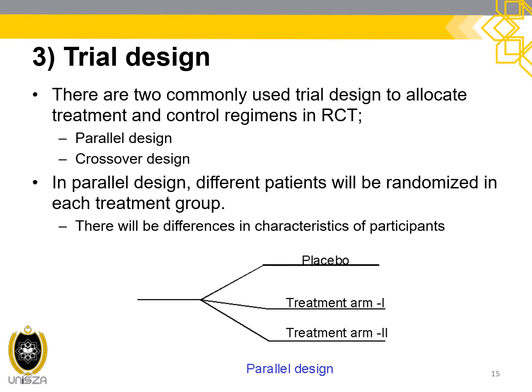There are two commonly used trial designs to allocate treatment and control regimens in RCT. The first trial design is parallel design and the second trial design is crossover design. In parallel design, different patients will be randomized in each treatment group. There will be differences in characteristics of the participants. This figure shows the parallel design where the population is randomized into placebo, treatment arm number 1, and treatment arm number 2. You can also have only two groups, which is placebo and treatment arm.